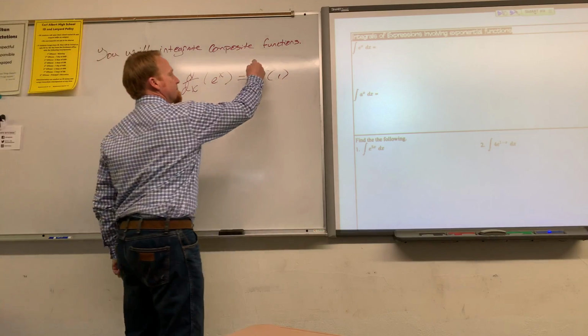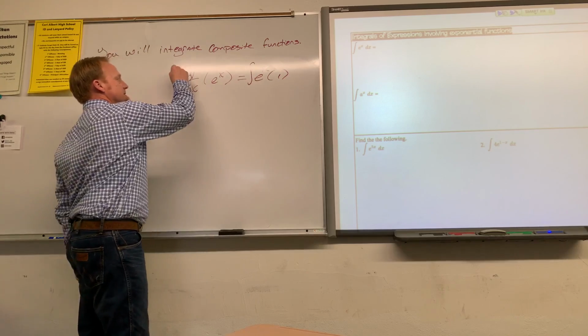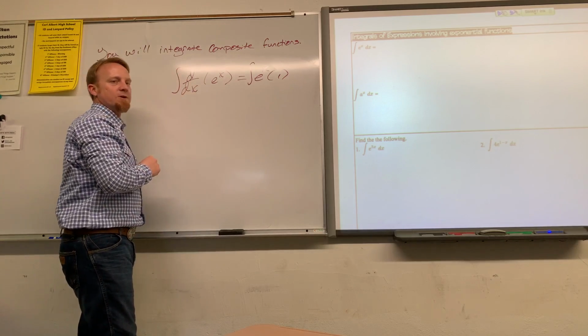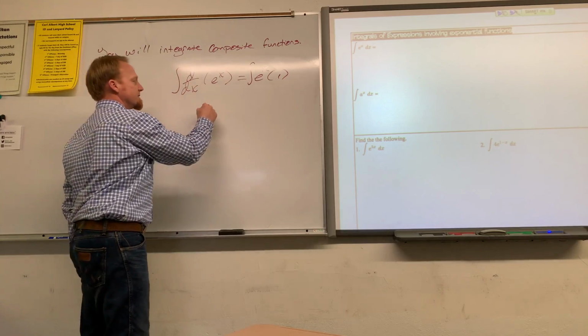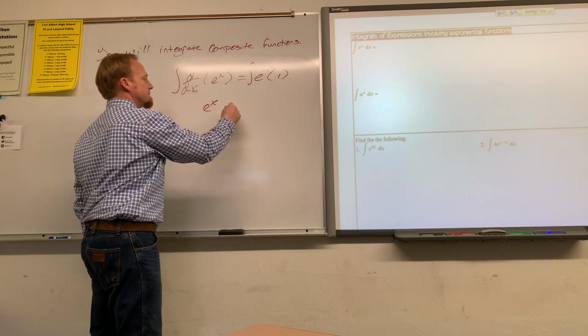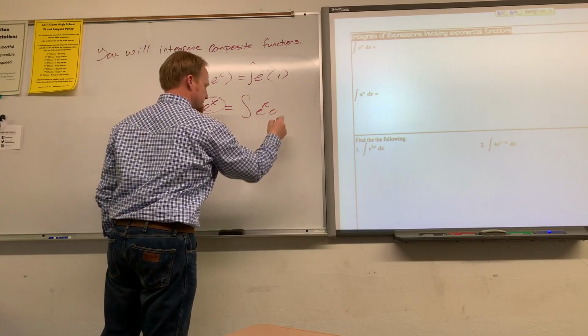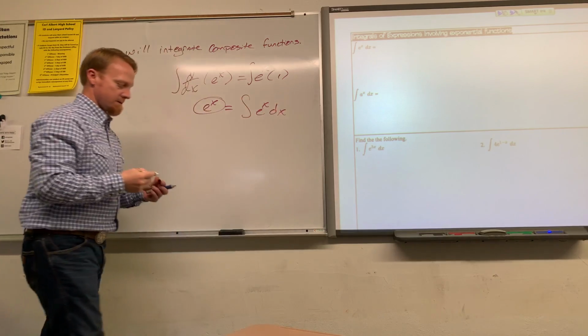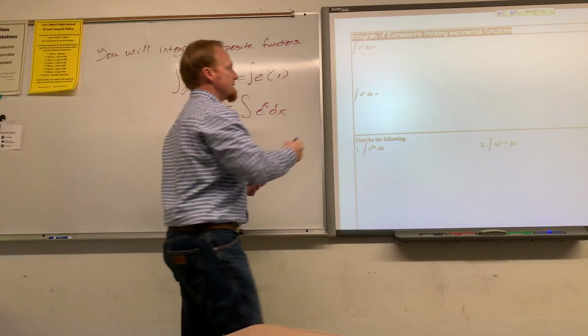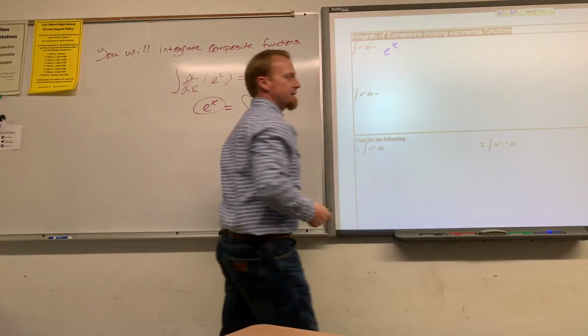So that means if I integrate e to the x, if I integrate both sides, what am I going to get? I'm going to get e to the x. Okay, so if I integrate e to the x, I get e to the x.